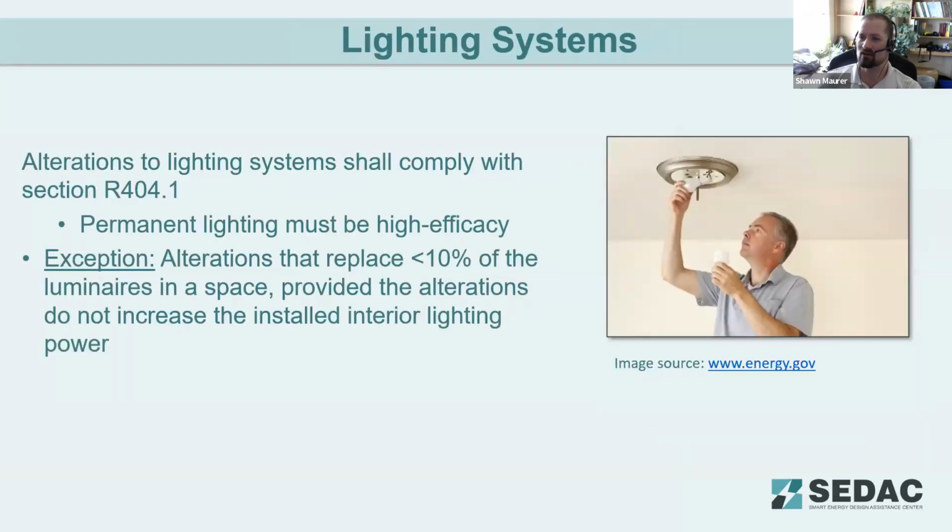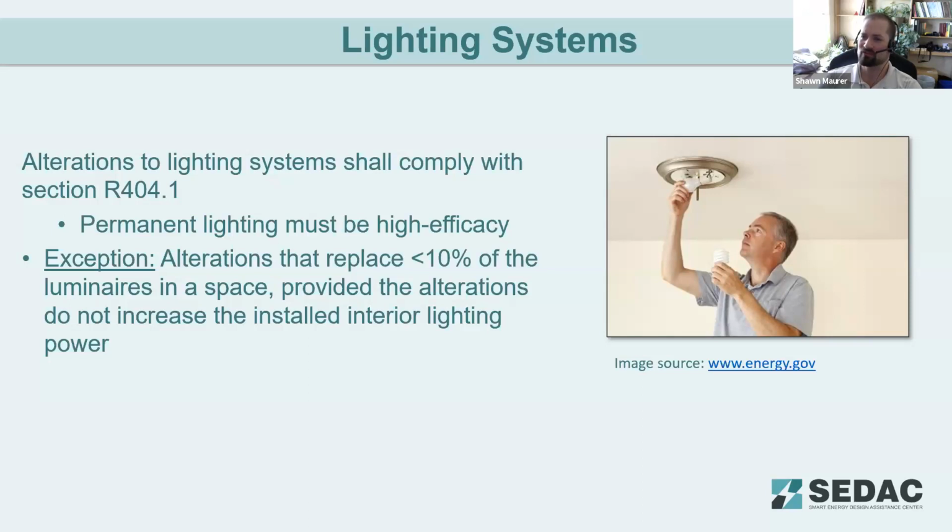For lighting systems, alterations where you're replacing permanent lighting fixtures with new permanent lighting fixtures must use high efficacy lighting fixtures, as was defined by Robert earlier. Alterations in a building that are replacing less than 10% of the luminaires in a space do not have to comply with that provision, provided those alterations do not increase the installed lighting power.